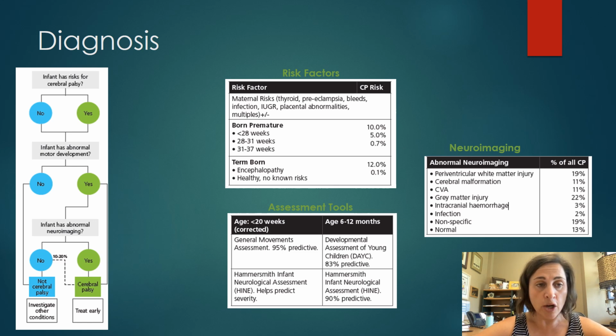So if you look here on the left side of the screen, we have a bit of an algorithm. So we ask the question, does an infant have risks for cerebral palsy? We look at yes or no. And then we look down at that. Does the infant have abnormal motor development? So in that piece, we're looking at that non-progressive disorder of motor function.